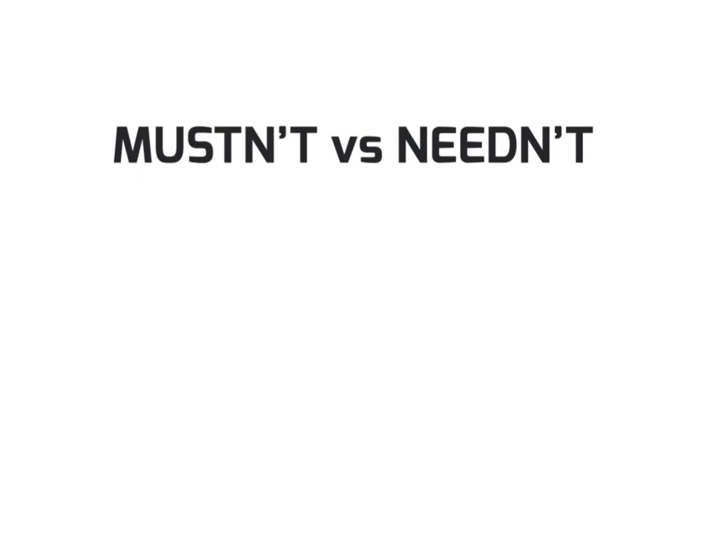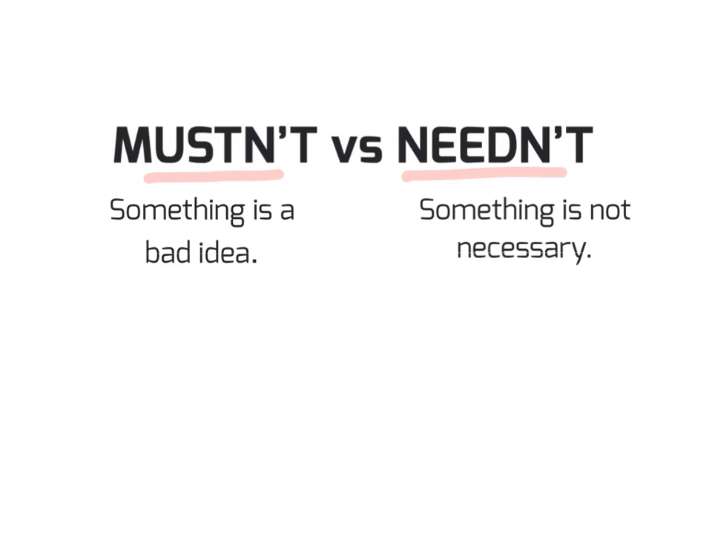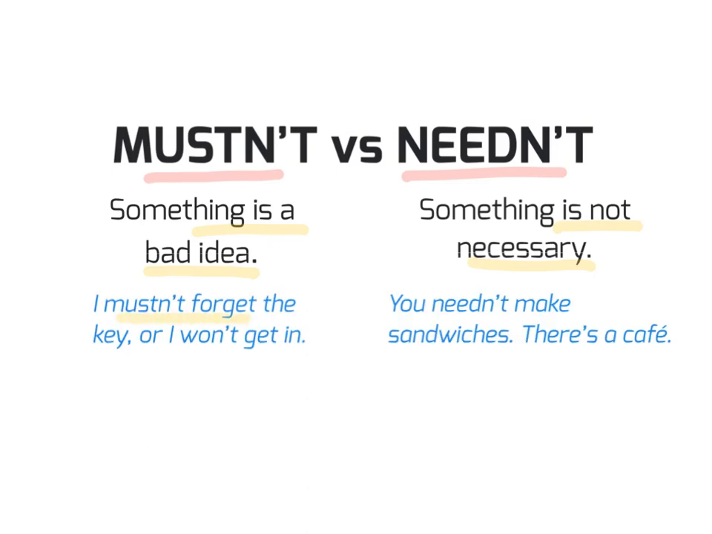So, what's the difference between mustn't and needn't? Mustn't means that something is a bad idea because it is prohibited, for example, but needn't means that something is not necessary. For example, I mustn't forget the key or I won't get in. So it is a bad idea to forget the key. On the other hand, you needn't make sandwiches. There's a cafe. So it isn't necessary to make sandwiches. But if you want to, you can make them.